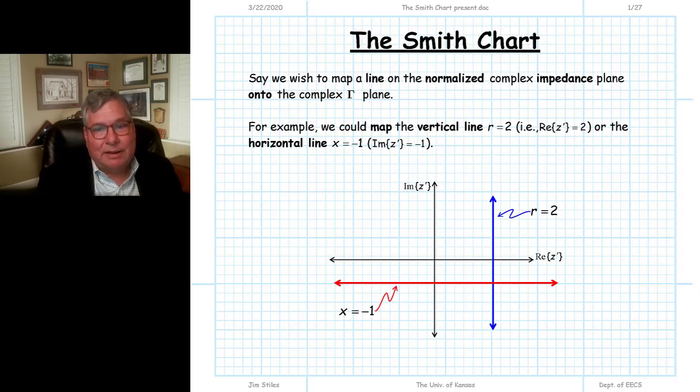It's a very important facet in terms of the mappings we're about to do, that all open circuits, and there's an infinite number of them, must map to the same point on the complex gamma plane.